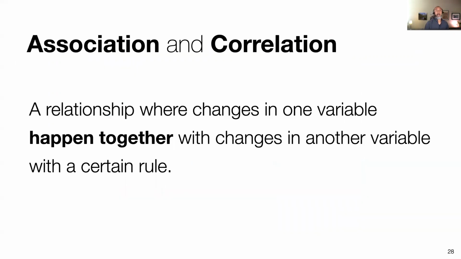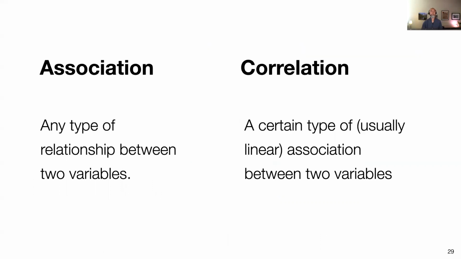Okay, so the association and the correlation, just to refresh: a relationship where changes in one variable happen together with changes in another variable with a certain rule. So that's really the association and correlation. What's the difference between association and correlation? Association is any type of relationship between two variables, but correlation is a little bit more strict. It is a certain type of, usually linear, association between two variables. And this typically means two numerical variables.